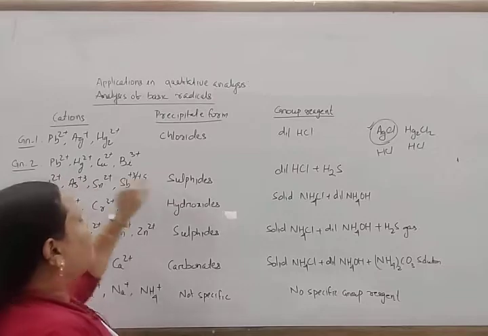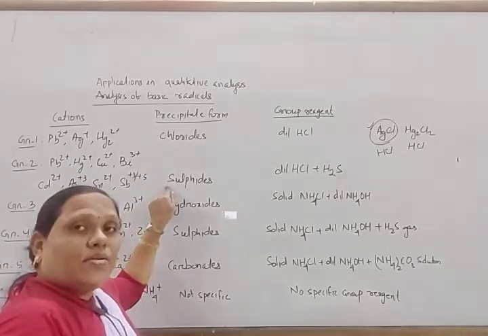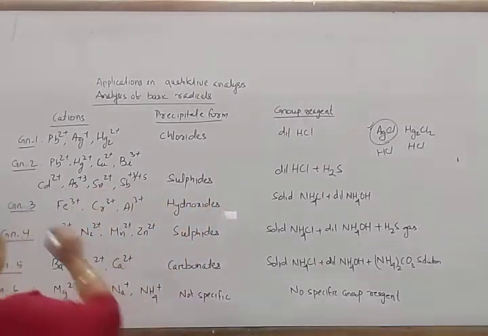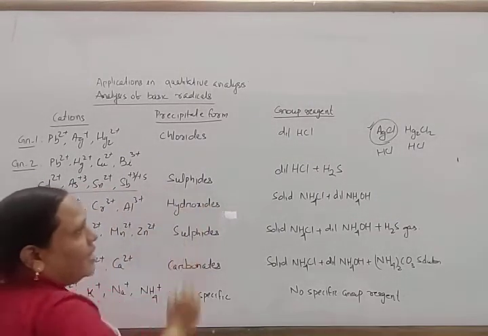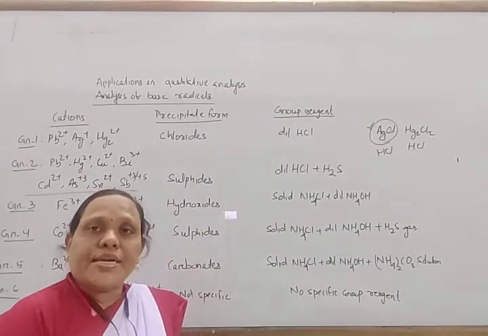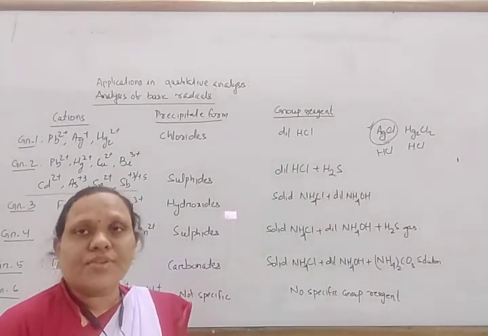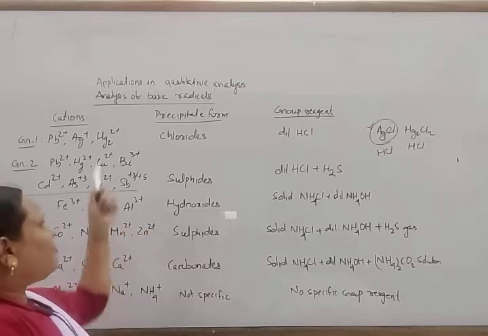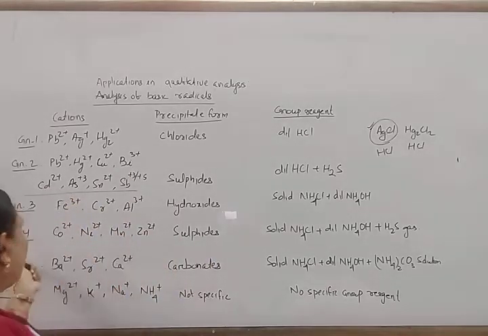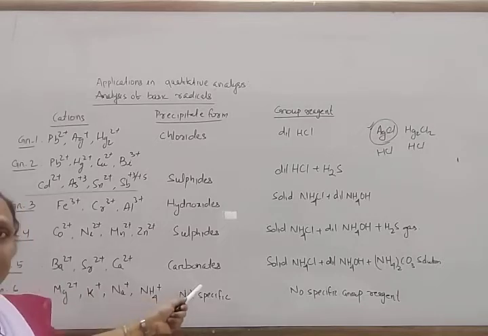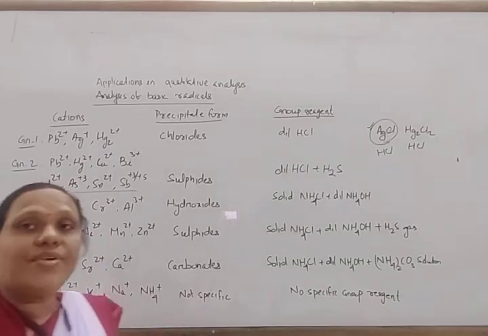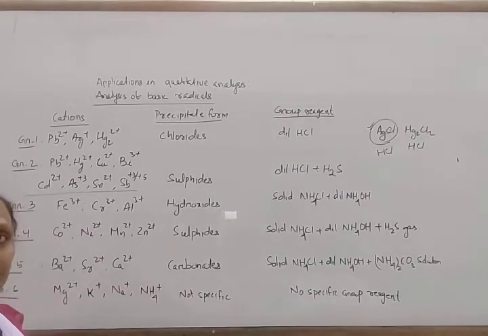But these have a lower value of solubility product of the sulfides. So these group 2 radicals precipitate as their sulfides. They require less concentration of sulfide ion. Look here, group 3 precipitate as their hydroxides, group 4 precipitate as their sulfides, group 5 radicals precipitate as carbonates, and for group 6 radicals there is no specific reagent, they have a very high value of solubility product.